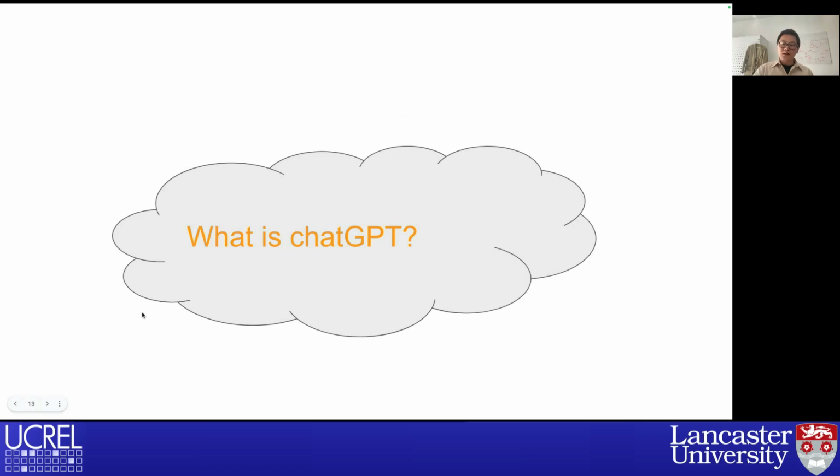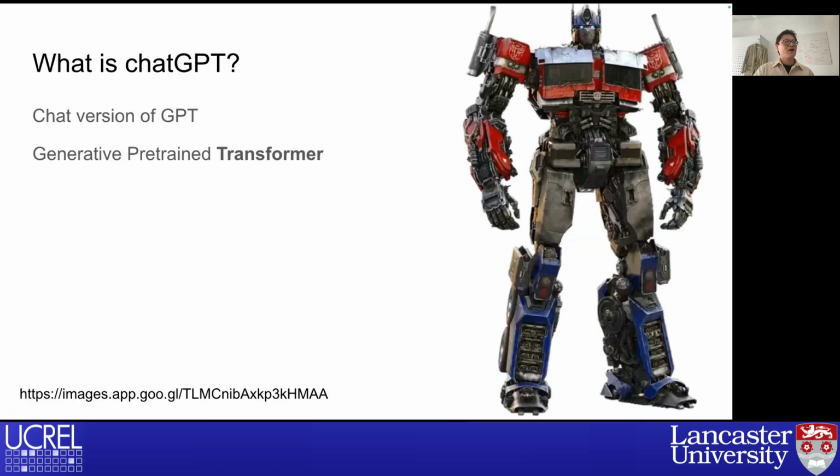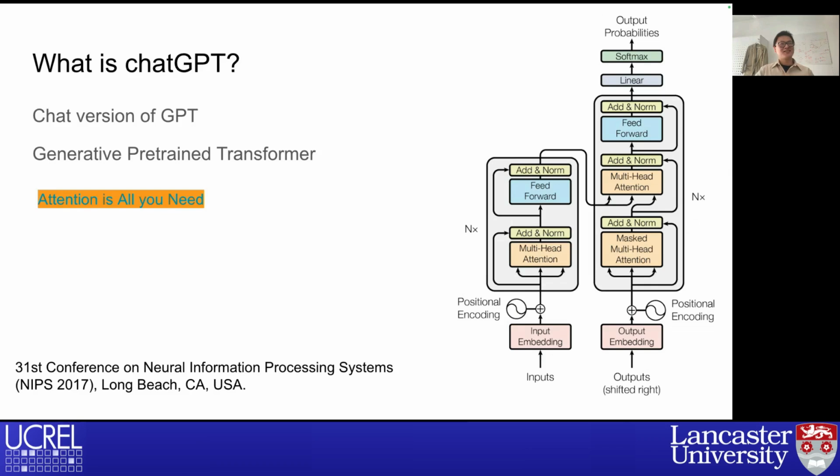Then we want to know, so what is ChatGPT? It is the chat version of a generative pre-trained transformer. By the way, this Transformer is my nephew's favorite. He's 8 years old now. But of course, ChatGPT was using a different one, called Attention Is All You Need. It came out at the NeurIPS conference in 2017.